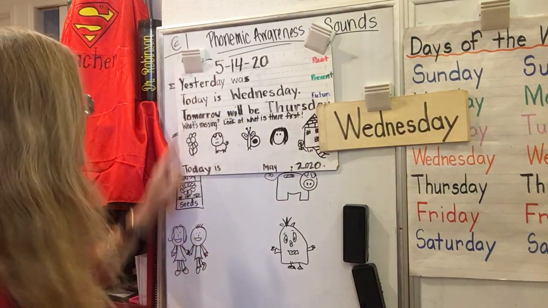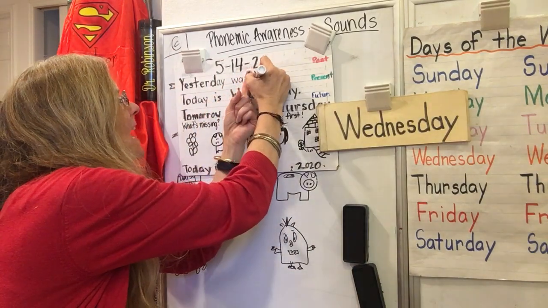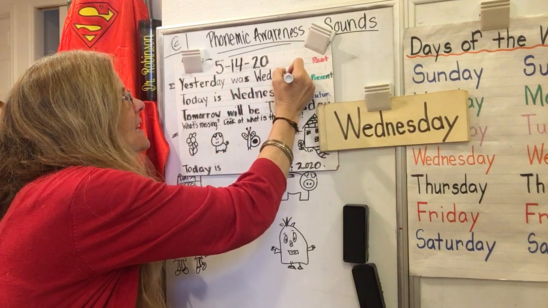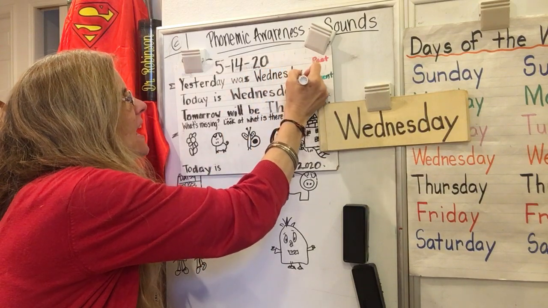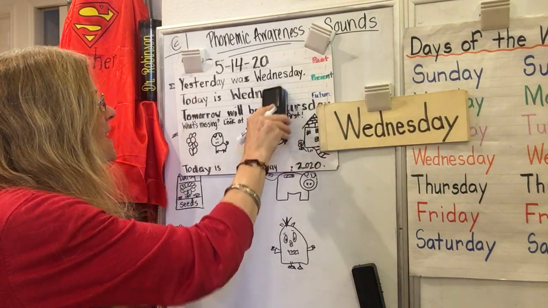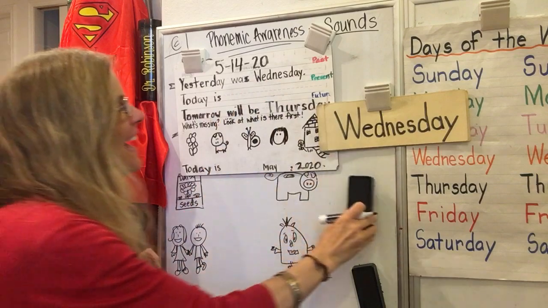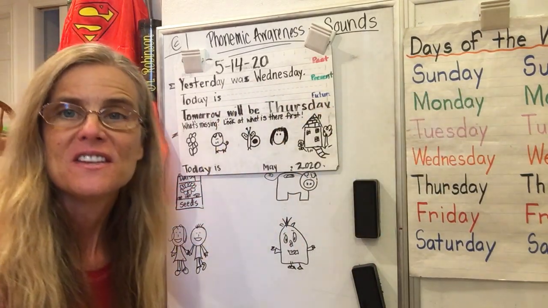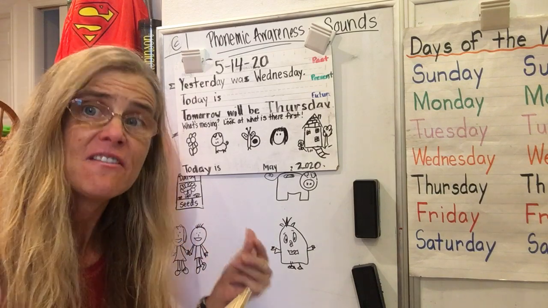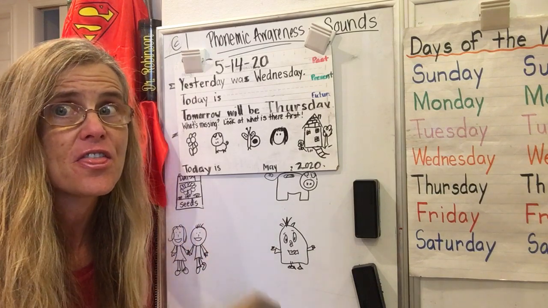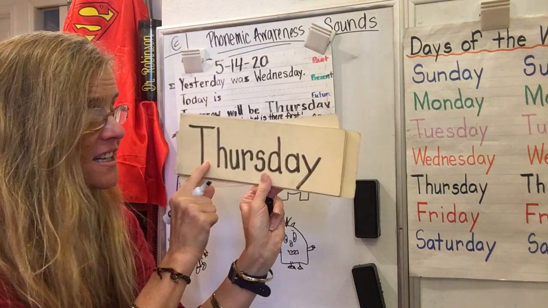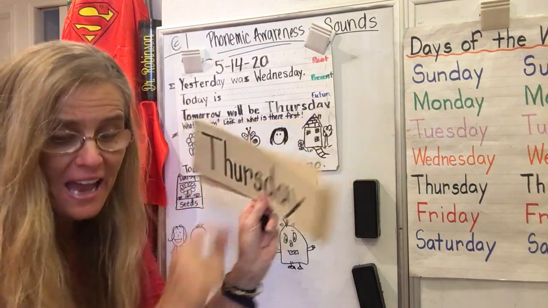The face space. So yesterday was face space, capital W, E, D, N, E, S, D, A, Y. And then a period. Which means today cannot be Wednesday. So we have to change that. The day that follows Wednesday, Sunday, Monday, Tuesday, Wednesday follows them. Digraph. Thursday. Does this have a T and a H at the beginning? So it has to be Thursday.